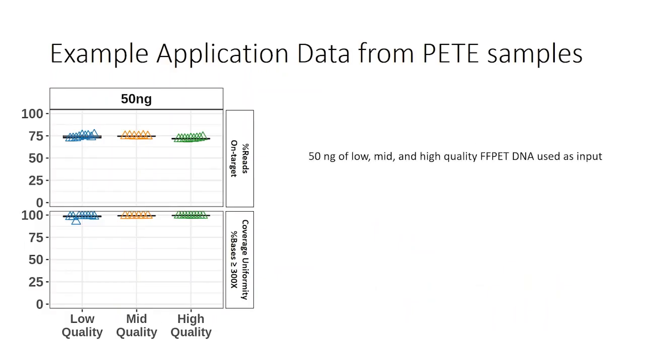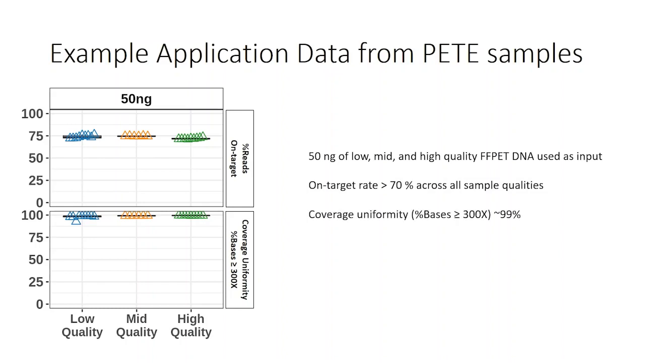So here's example application data from some PEAT samples. We started with 50 nanograms of low, mid, and high quality FFPE DNA, and we put this through library prep and target enrichment. On-target rate is over 70% across all sample qualities. Coverage uniformity, or percent bases greater than 300x, is around 99% across all of the different samples and qualities. There is one outlier in the low quality where it was at about 92%.